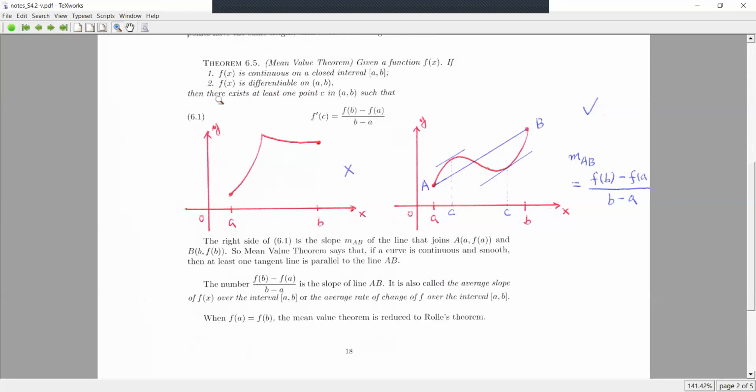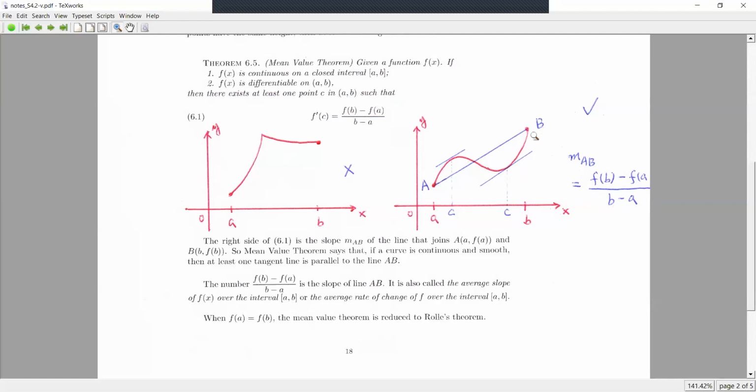Now, conclusion. Between A and B, you can find a point C such that the derivative at point C, the slope of the tangent line, is equal to this number. What is this number? If you join the 2 endpoints A and B with a line, then the slope of this line is y2 minus y1 over x2 minus x1 by the slope formula.